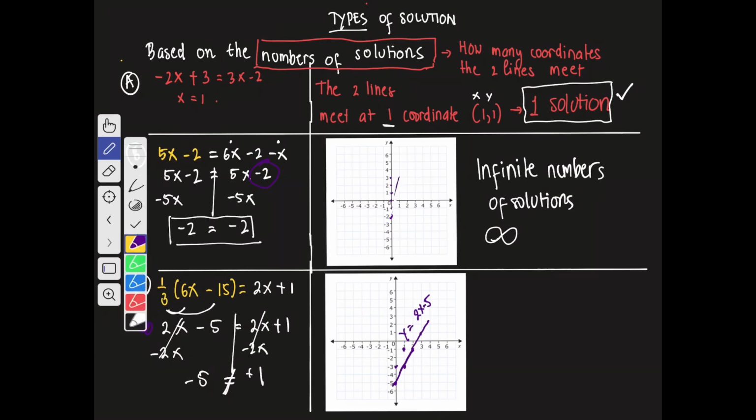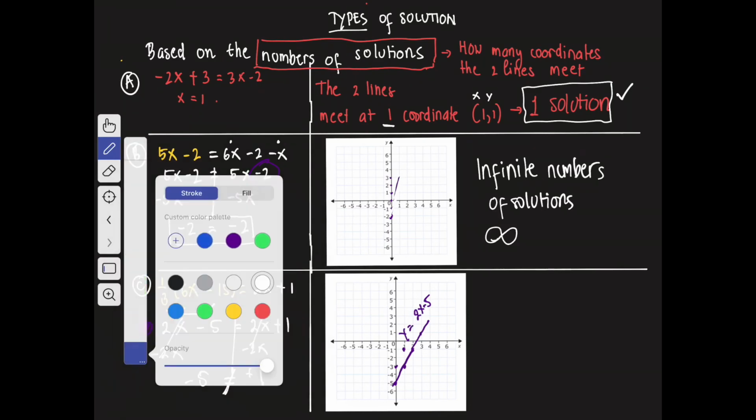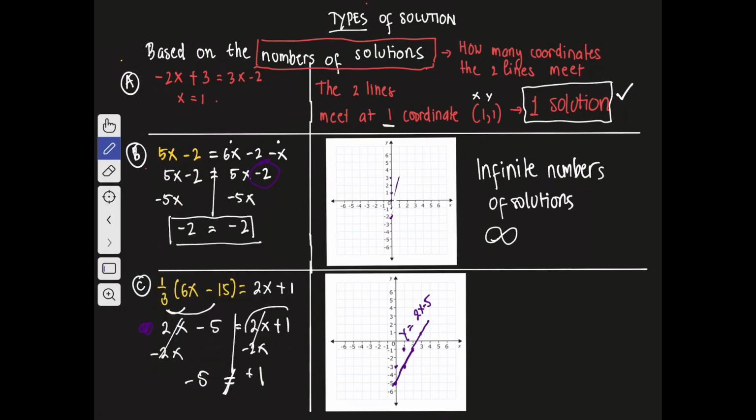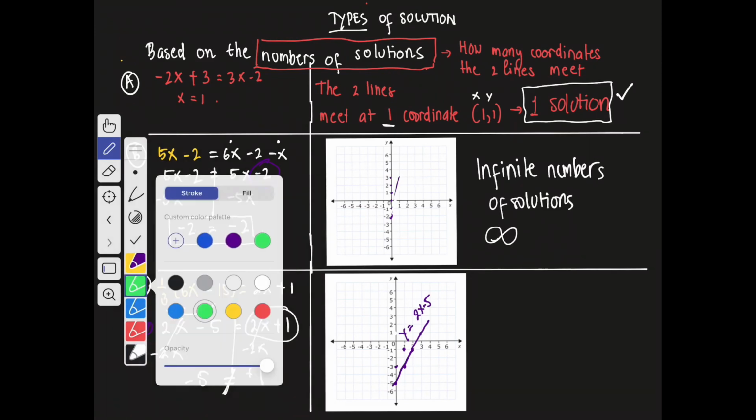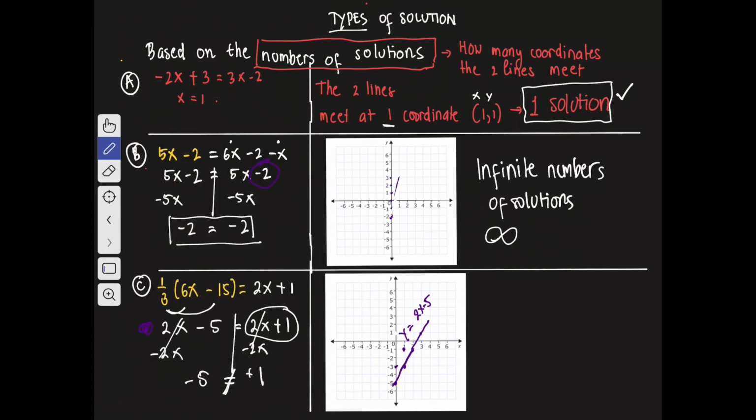And then the second line is going to be this one, 2x plus 1. So we're going to start at positive 1 and we're going to go up 2. I'm going to use a green color for this one. And then we're going to go to the right 1. So 1, 2, 1, 2, 1. So this is the line.